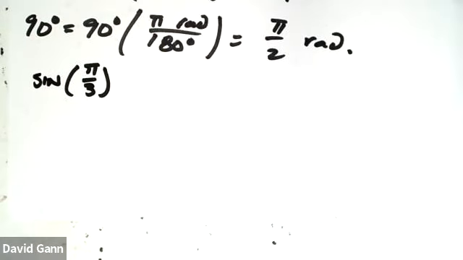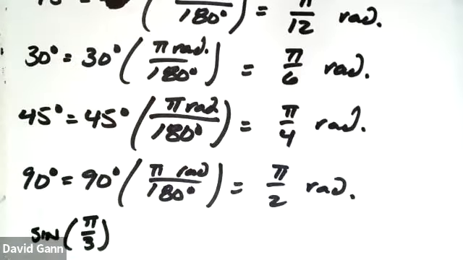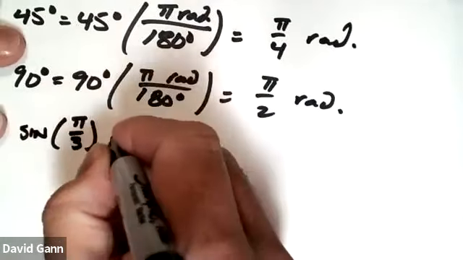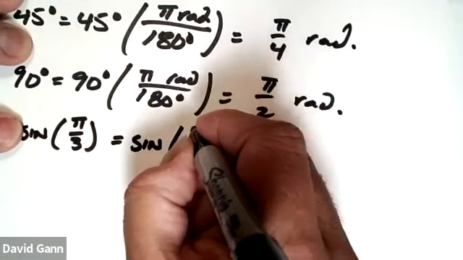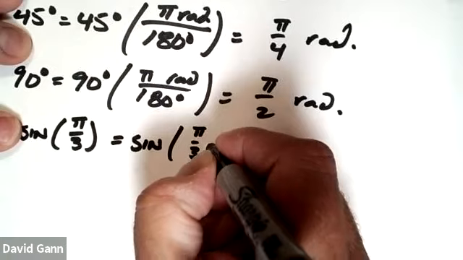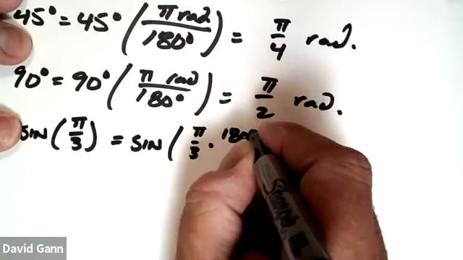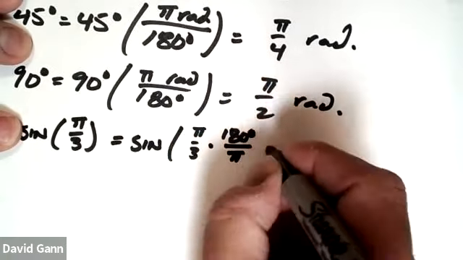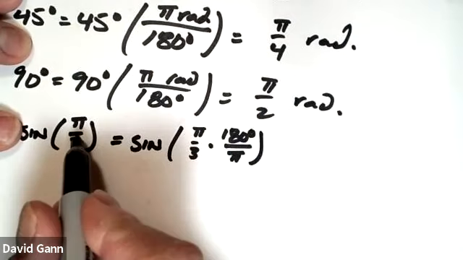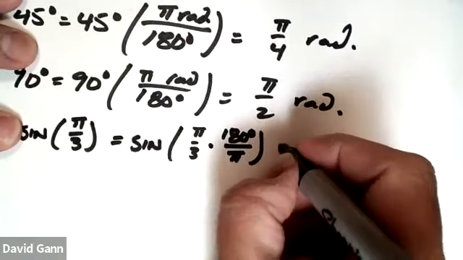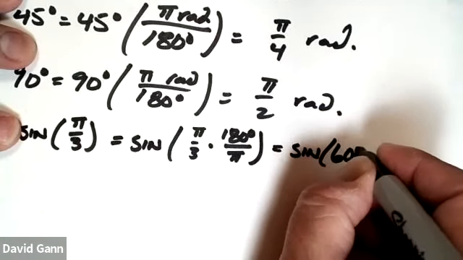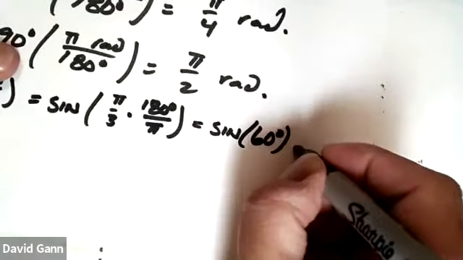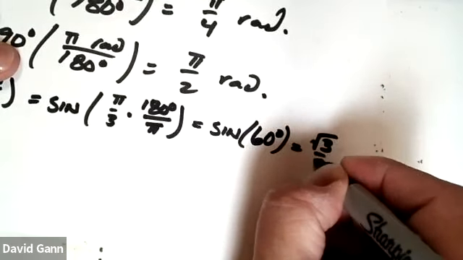For example, what is the sine of pi over 3? What's its exact value? Well, if you do this translation the other way, you'll get that this is equal to sine of pi over 3 times 180 over pi. This is the conversion that's taking place between radians and degrees, and this is equal to the sine of 60 degrees, which you know is equal to the square root of 3 over 2.